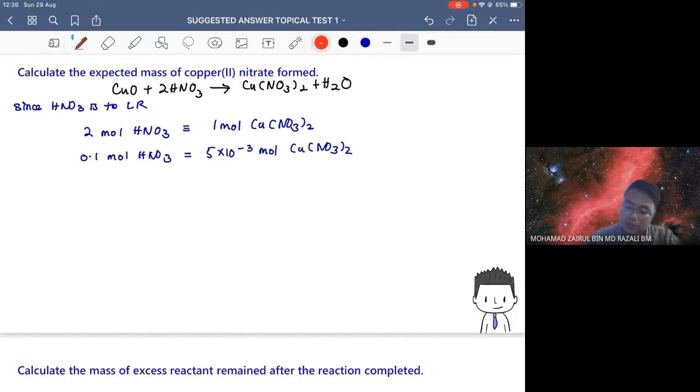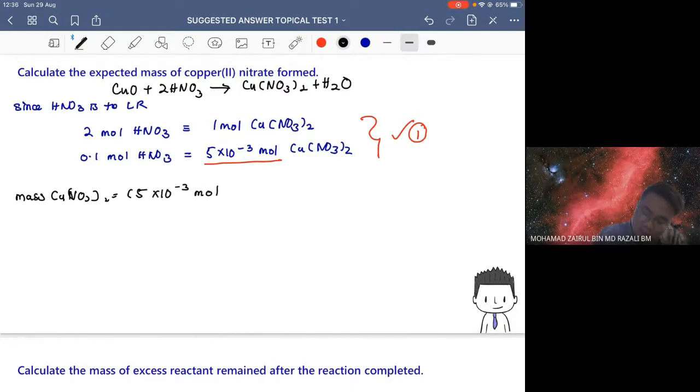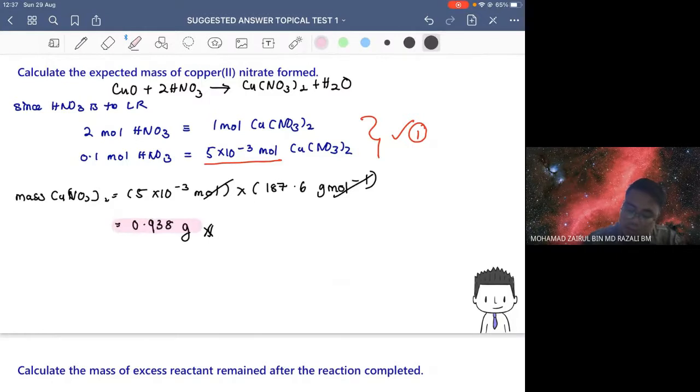So, awak buat ini, stoichiometry dalam bawah mole tu, awak akan dapat 1 markah. So, nak cari mass copper nitrate, awak dapatkan mole ini, awak darabkan dengan dia punya molar mass. So, the mass of copper nitrate equals to mole multiplied by molar mass. So, the molar mass of copper nitrate is 187.6 gram per mole. So, boleh cancel out mole. So, awak akan dapat 0.938 gram. So, awak dapat jawapan ini, awak akan dapat lagi 1 markah.